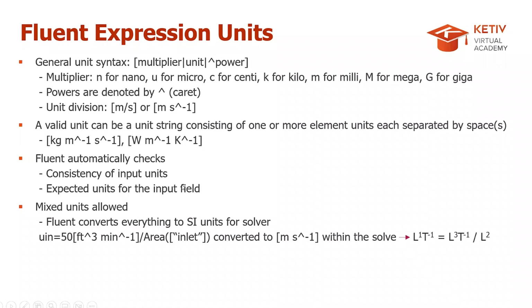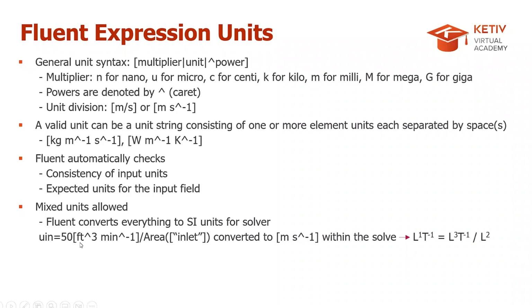The thing about units is they need to be consistent. I'll talk about it in detail in the following slides, but suppose you want to enter an expression for the velocity at a boundary, then make sure that at the end of the expression, the value that is returned has the same unit as the velocity field that it is going to. So if it comes out to be meters squared per second instead of meter per second, then Fluent is going to give you an error. So you can see an example over here, okay?